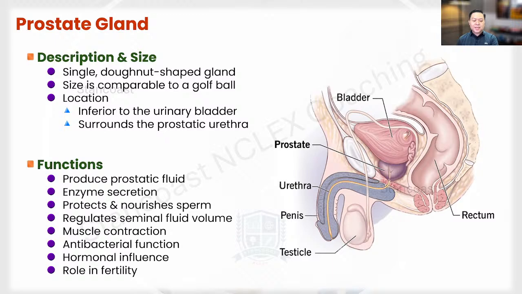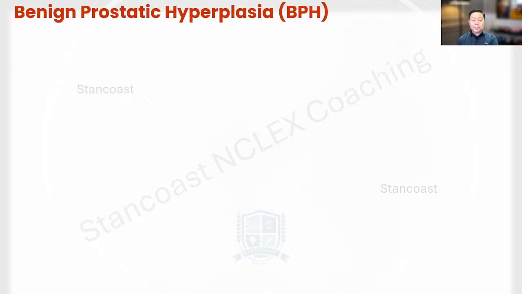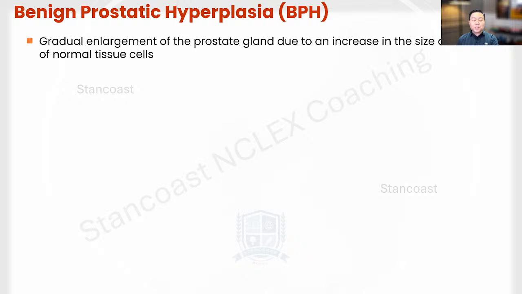There probably is going to be proliferation or abnormal growth of the cells, especially in the prostate gland. And again, this can lead to that problem, which is the benign prostatic hyperplasia or hypertrophy, which is basically a gradual enlargement of the prostate gland. And we're talking about an increase in both the size and also the number of the normal tissue cells.